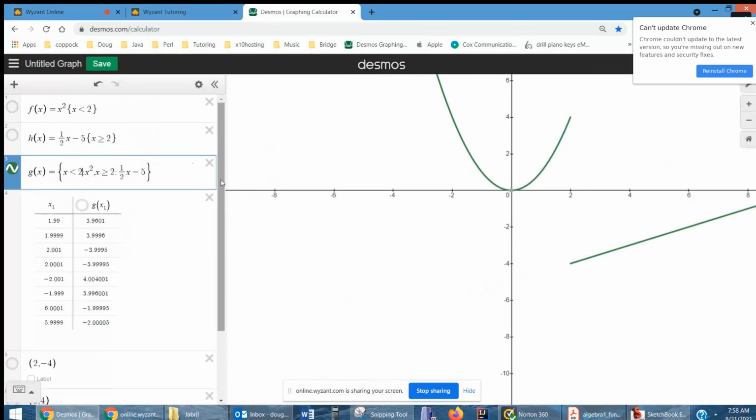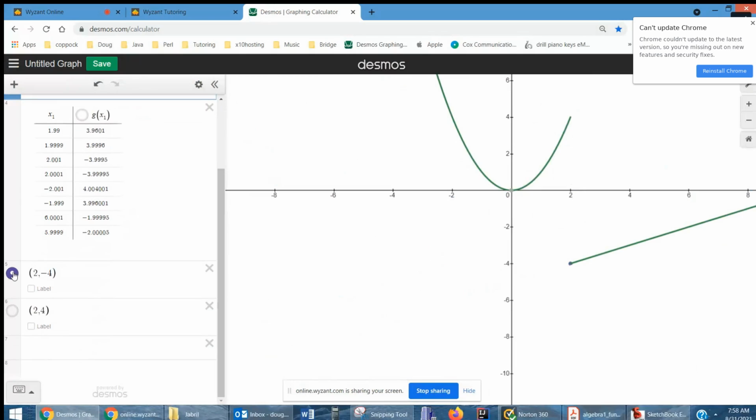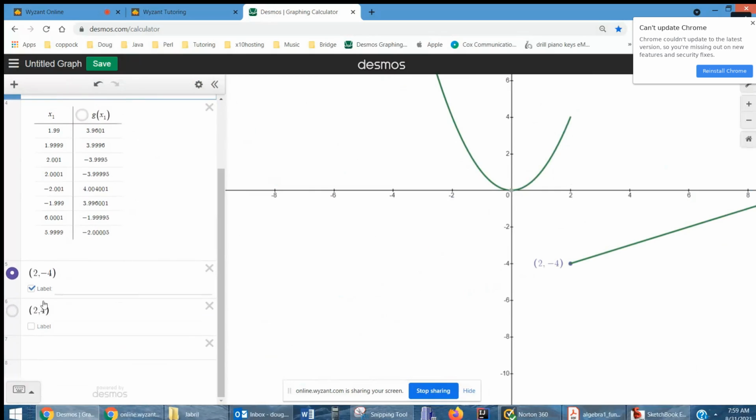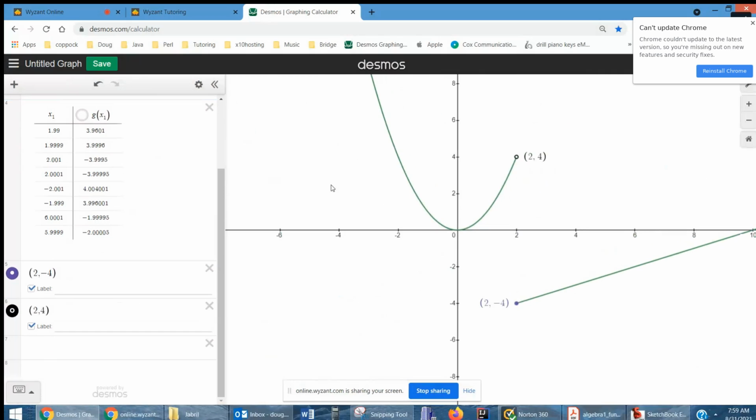And if I want to show the endpoints, 2, -4, label, that's actually the function value, because when x is 2, we're using the second rule, greater than or equal to 2. When x is 2, we get a value of -4. This point, 2, 4, has an open circle on it because it's not really on the graph of the function, but it is the endpoint.